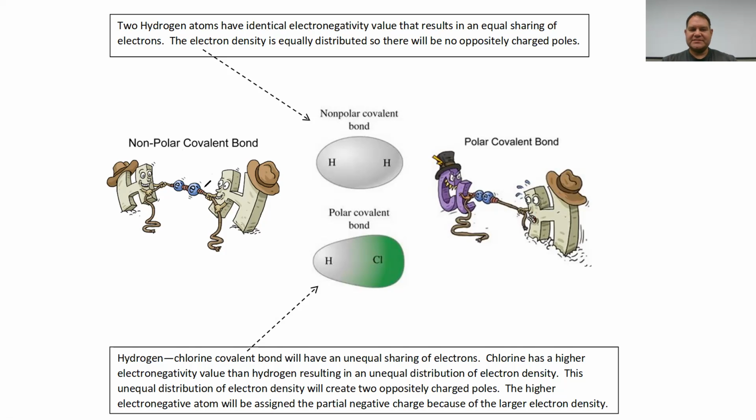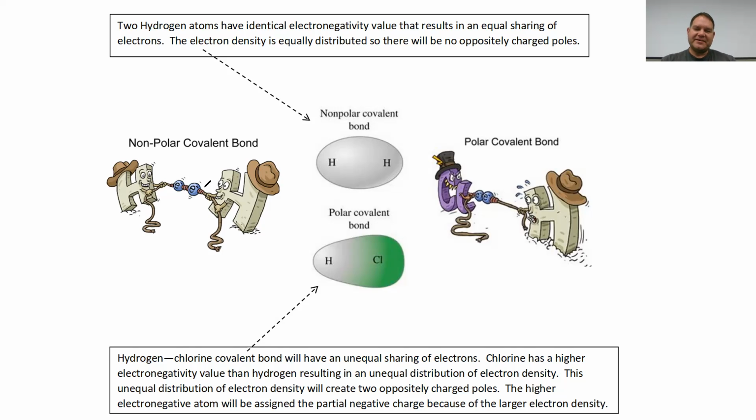The question is, what type of covalent bond is occurring between these two hydrogen atoms? Is it polar or nonpolar? Well, the question is, what are the electronegativity values of hydrogen? Well, the fact that they're both hydrogens, they're going to have the same electronegativity values, right?